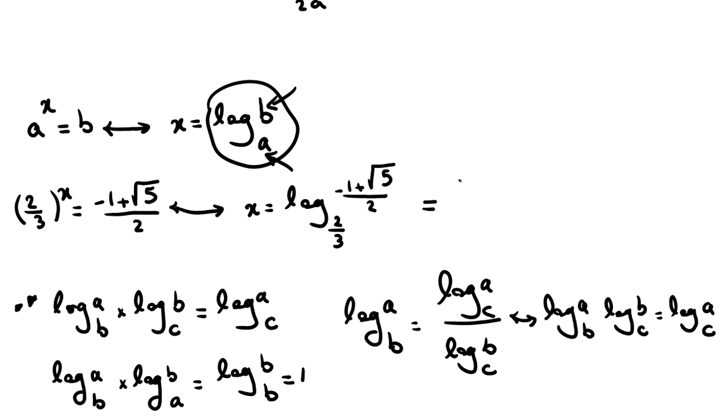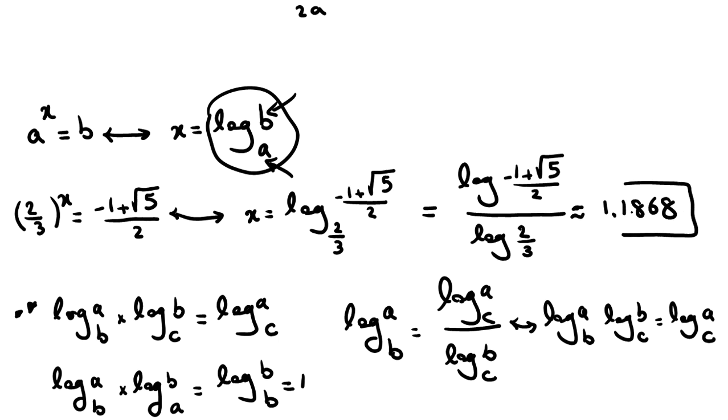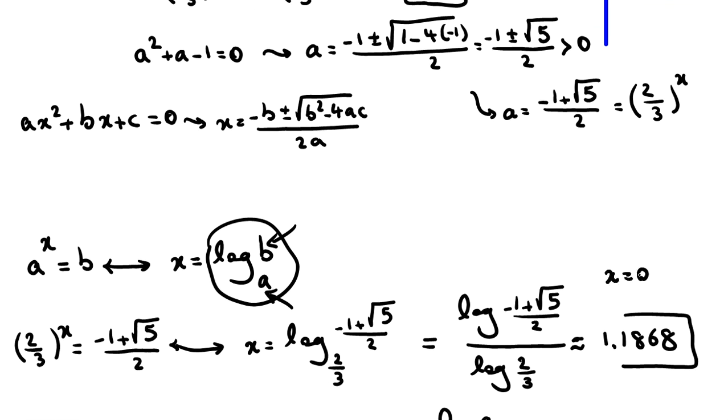So here, if you want to use a calculator, you can say it is log of (negative 1 plus root 5) over 2, over log of 2 over 3. So you can write it like this, or if you want, you can use a calculator. It will be around negative 1.1868. So one answer is this, x equals this, and the other answer, x equals 0. So we found two answers for this.